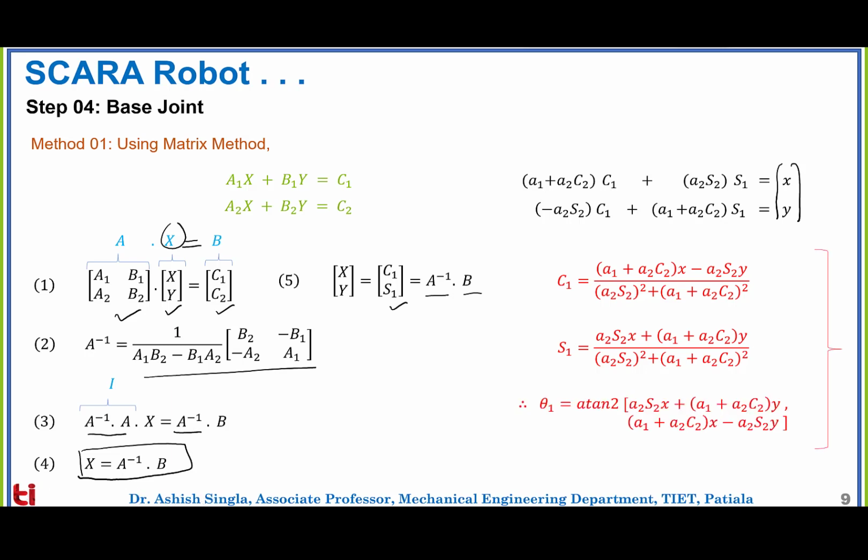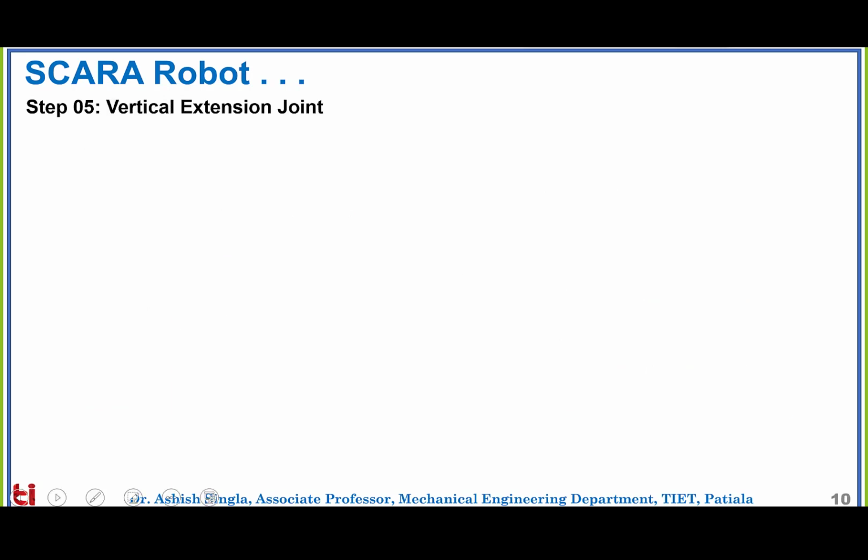So finally we have theta 1, and then we have the third joint variable, which is d3, the vertical extension joint. This is the prismatic joint, and it can be calculated easily because the third entry of the last column is z, which is given as d1 minus d3 minus d4, and d1 and d4 are already known to us. So simply d3 can be written as d1 minus d4 minus z, and z is also known to us. So d3 can be calculated very easily.